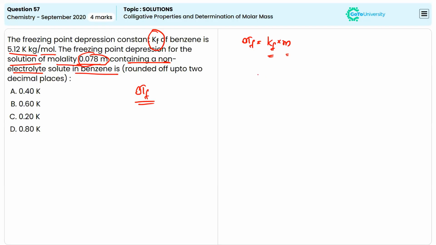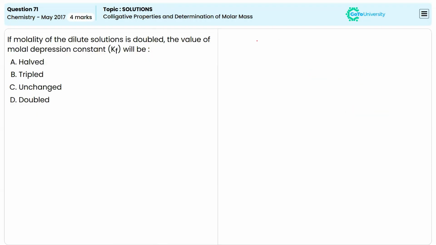So we can substitute the values here: 5.12 times 0.078 is equal to 0.399 Kelvin. But in this question it is given that the answer should be rounded off to 2 decimal places. So we can simply write the value as 0.40 Kelvin. So the correct answer will be option A. This is a simple question, we can directly substitute the values and find the answer. Okay, next question.